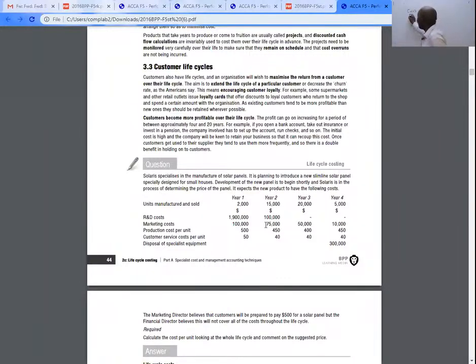So we have here research and development. I can see this amount, 2 million Kenya shillings. I hope you're able to see where I've gotten the 2 million from.